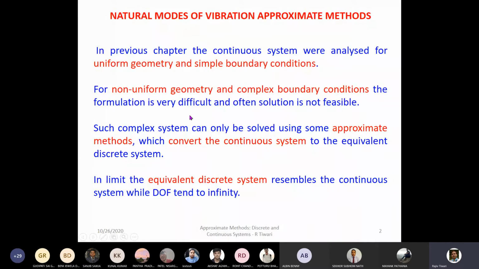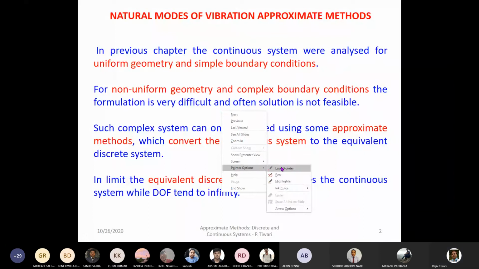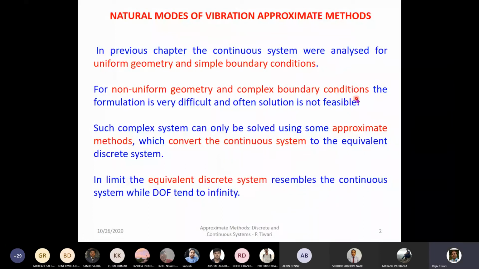So whenever there is a non-uniformity of the geometry and complex boundary conditions, such a closed form eigenvalue problem is not feasible. It becomes very complicated, so we need to resort to some approximate method. And what an approximate method does is convert the continuous system, having infinite degrees of freedom, to an equivalent discrete system.